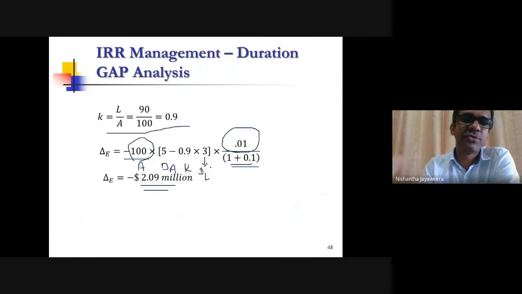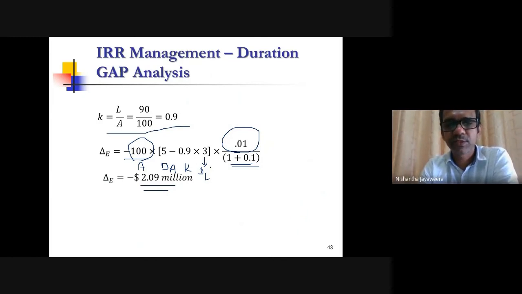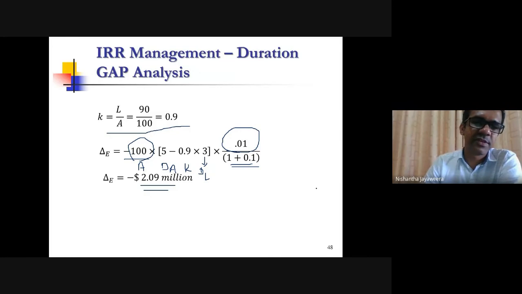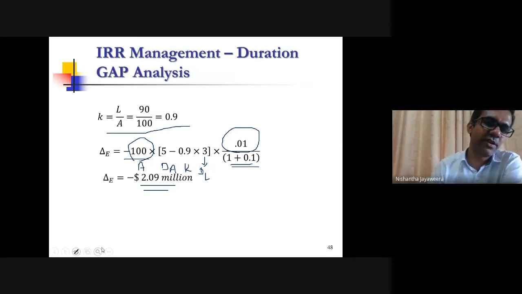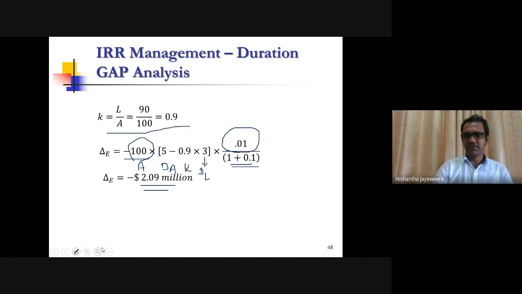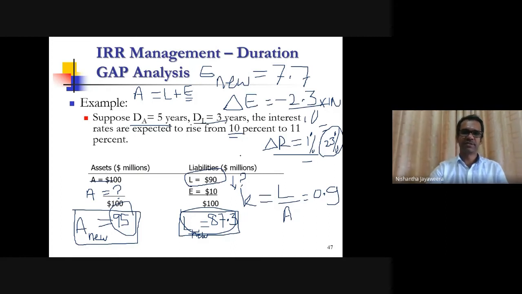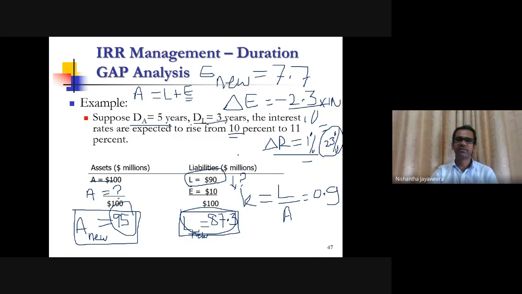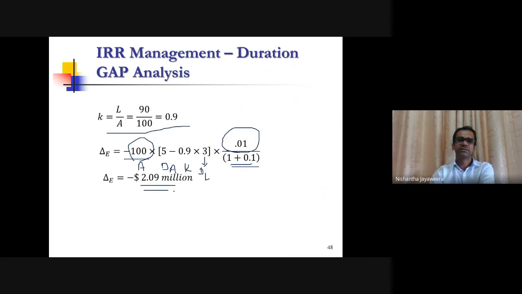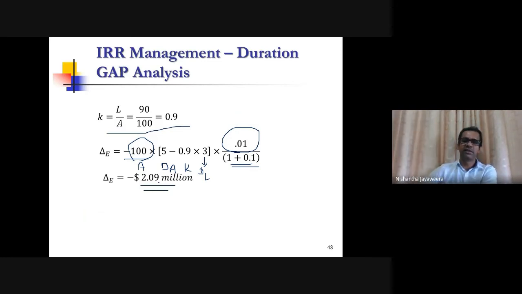So now you can see what, for interest rate changes, this is indeed the economic value. What would happen to your equity value when you have this balance sheet and interest rate increases by 1%? The value of your equity goes down by 2.09 million, if these are in millions. That means basically you have incurred a loss. If the interest rate decreases, instead of a 2.09 million loss or drop in equity value, it will be an increase in equity value.